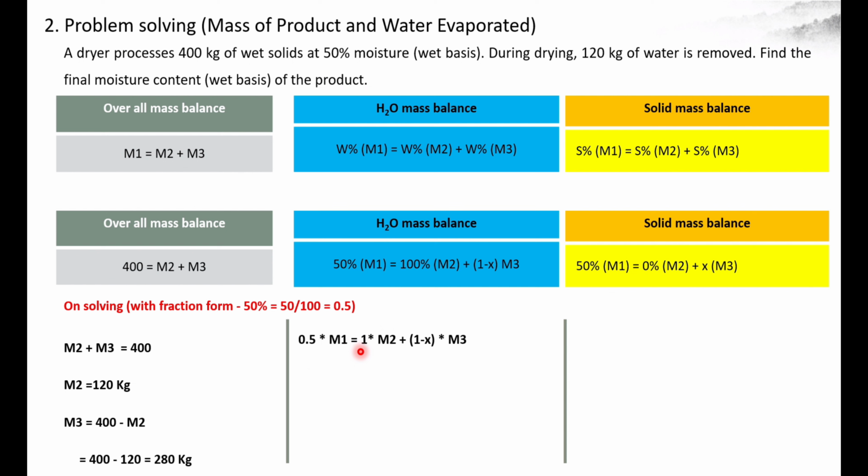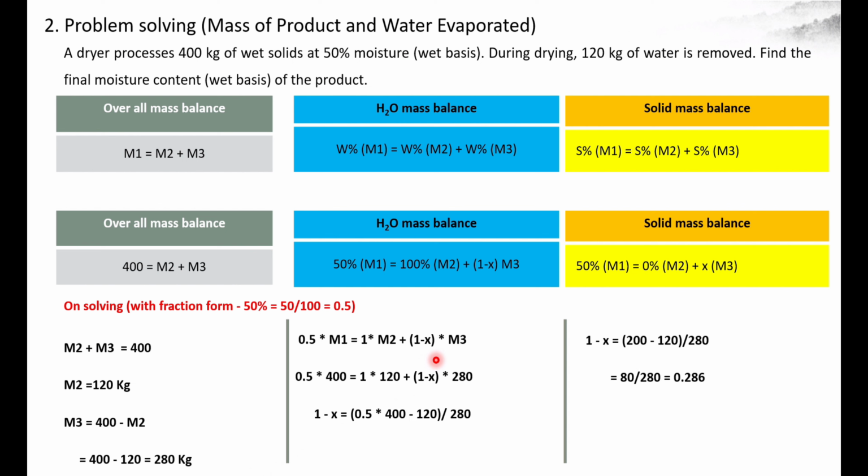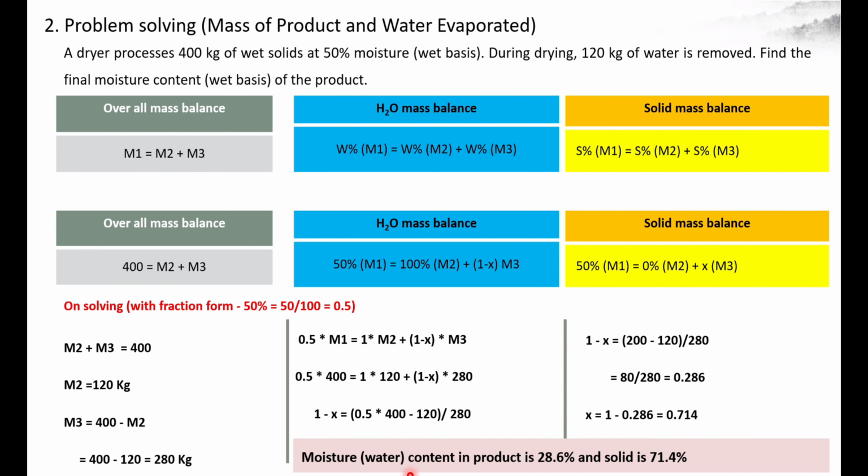So 0.5 times M1 is equal to 1 times M2 plus 1 minus x times M3. In this equation, the values of M1 and M2 are given in the question, and M3 we just calculated, so the only unknown is x. When we rearrange that, we find the 1 minus x value comes to be 0.286. The x value will be 1 minus 0.286, which is 0.714. So the solid percentage is 71.4% and the water percentage is 28.6%.